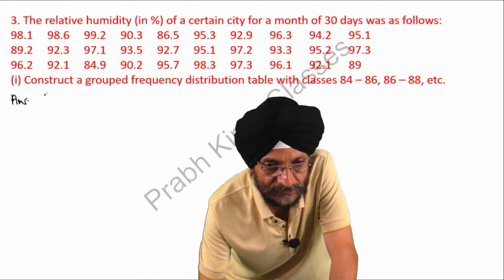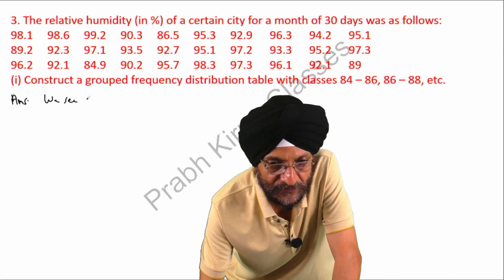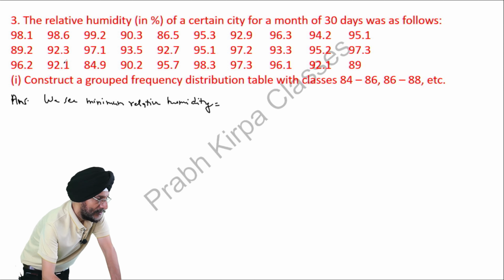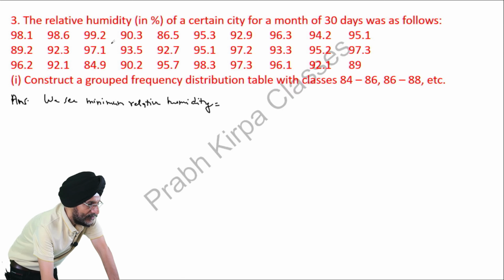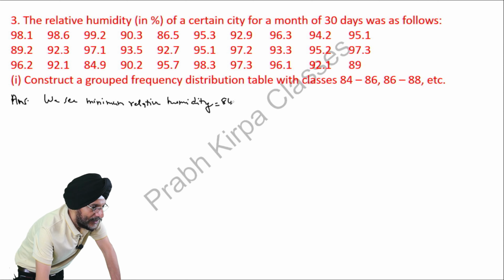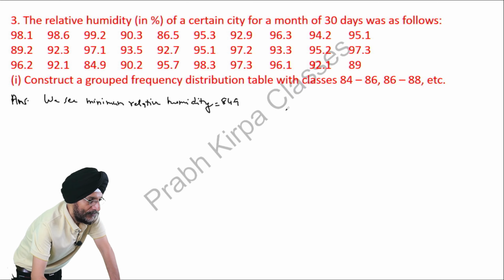So now we see the minimum relative humidity. Is it 98.1? 90, 86, anything less than 86? 84.9. Anything less than 84.9? No. So the minimum relative humidity is 84.9.